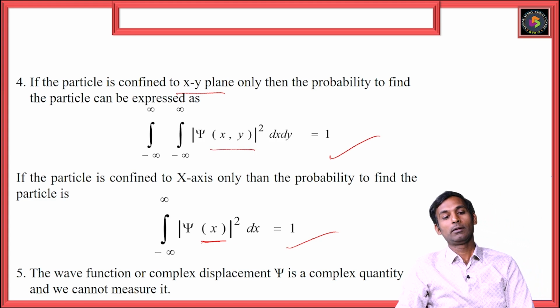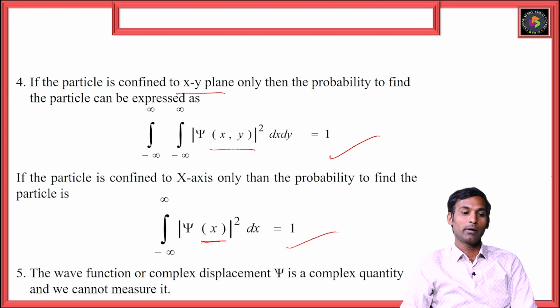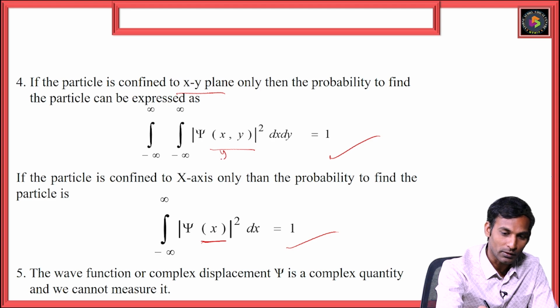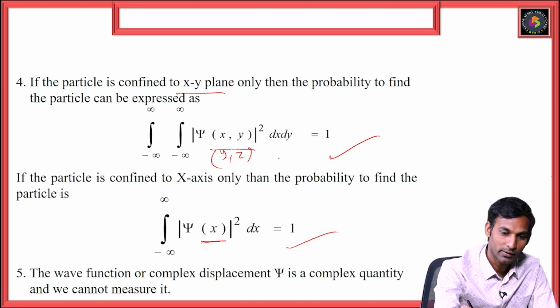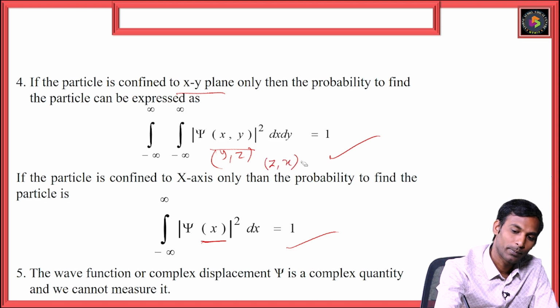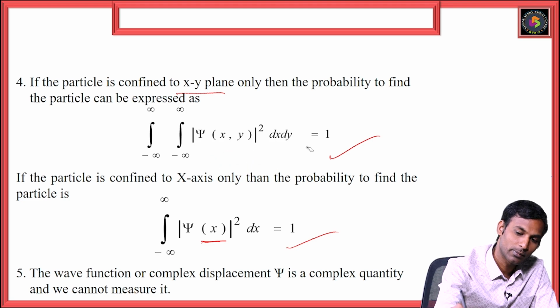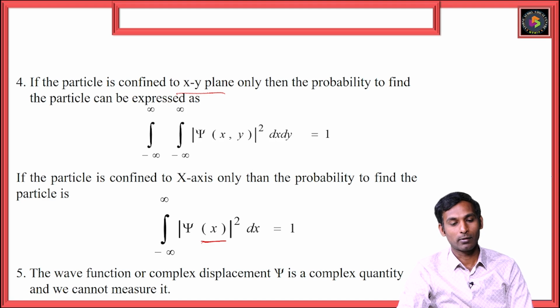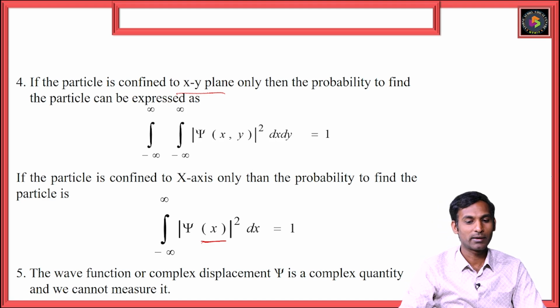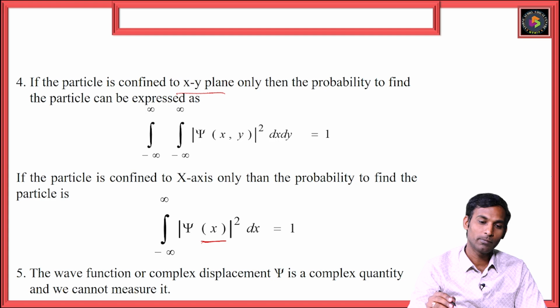Same formula: if the particle is confined to the yz plane, you have to write y comma z. If the particle is confined to the xy plane, you have to write here just z comma x. So in a different plane, we have to interchange the axis components: x comma y, y comma z, z comma x. So from the final point of view, the total probability should be equal to unity for the normalization condition.